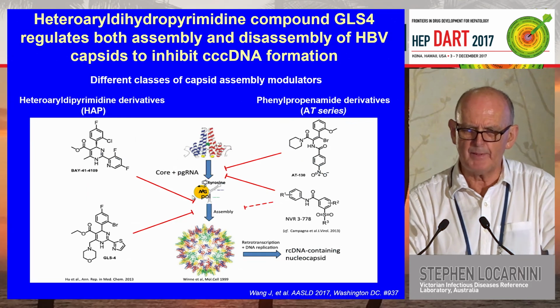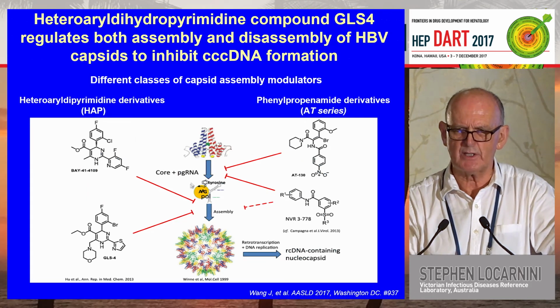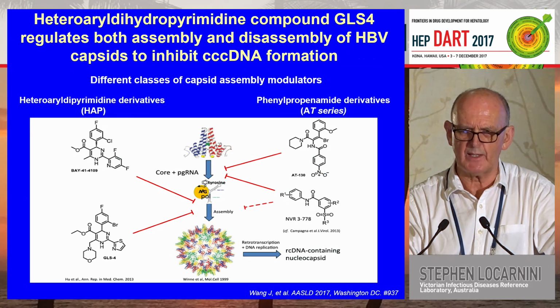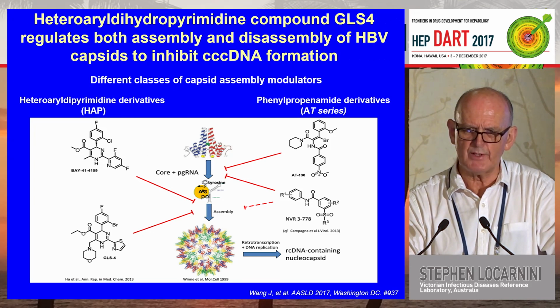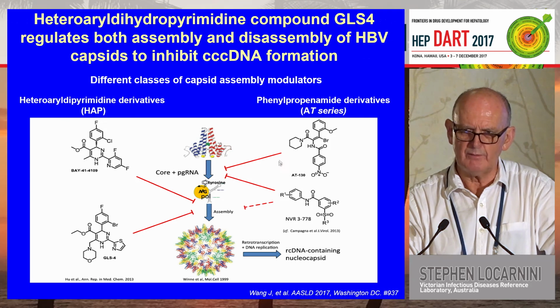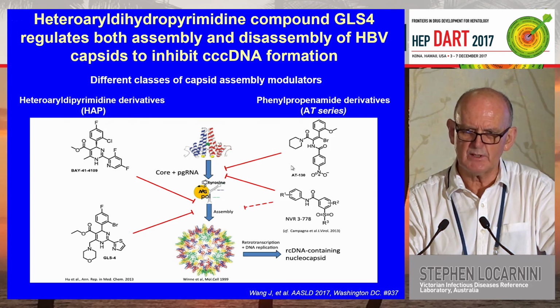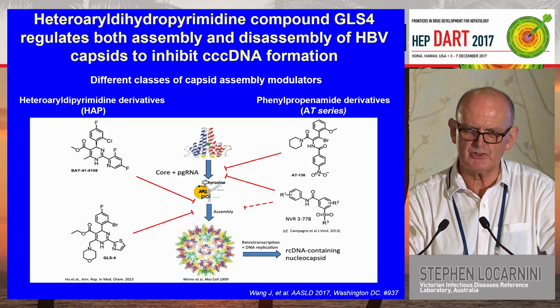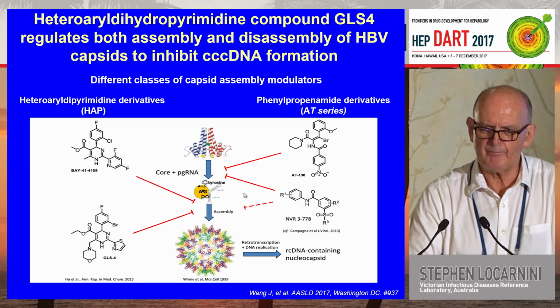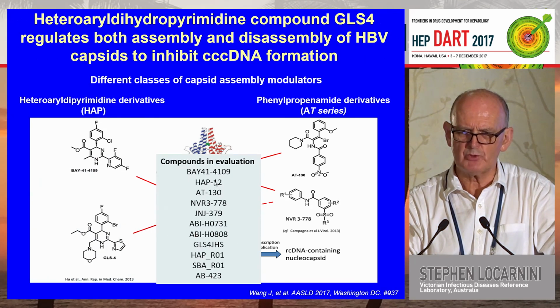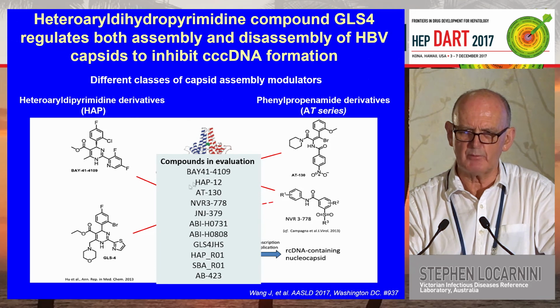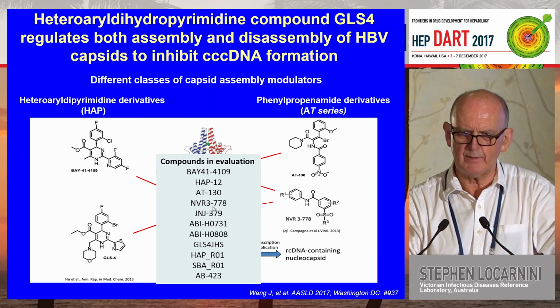People recognized many years ago that the core dimer interface was a potential target, both from the HAP molecules as well as from the phenylpropanamide derivative series, that this core assembly reaction around the pol pre-genomic RNA complex could be a very useful target. And I'm sure we'll hear over the next few days about a number of compounds in evaluation of these core active molecules.